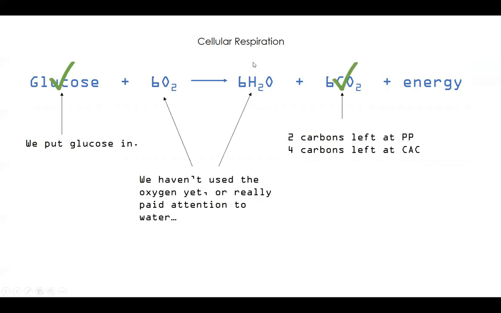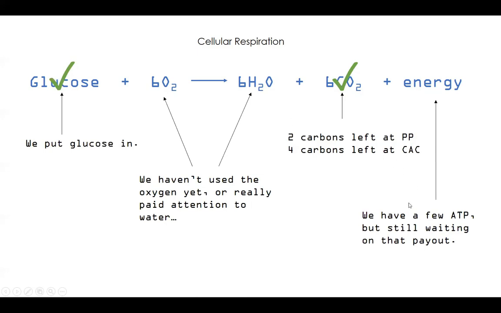We haven't really talked about oxygen, where that's actually going to come into play, and we haven't talked too much about water, but we'll see a little bit about that at the end of this too. As for energy, we still have a few ATP. Remember, we did get some from glycolysis and the citric acid cycle, but we're still waiting on that 32 to 36 ATP payout that everybody talks about.